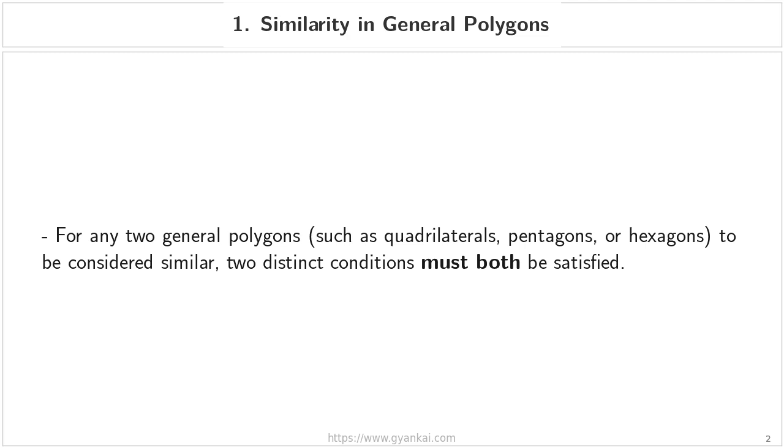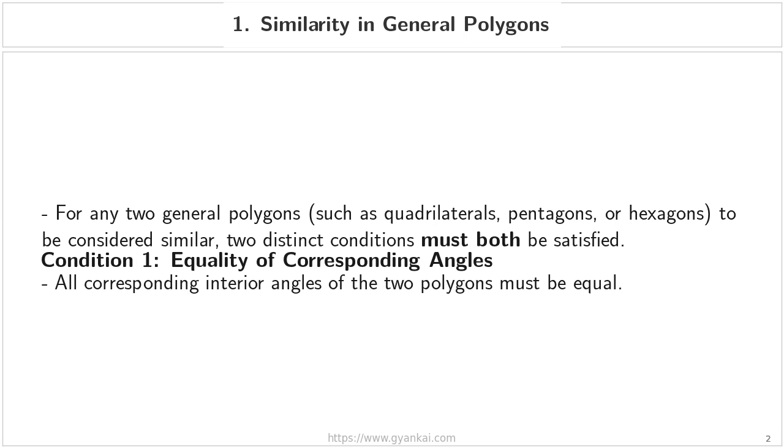When we move beyond triangles and look at general polygons, things like quadrilaterals, pentagons, or even hexagons, the rules become a bit more strict. For these two polygons to be considered truly similar, you cannot just check one property. You must satisfy two distinct conditions, and both of them must be true at the same time. The first condition is the equality of corresponding angles. This means that every interior angle in the first polygon must have a matching angle in the second polygon that is exactly the same size.